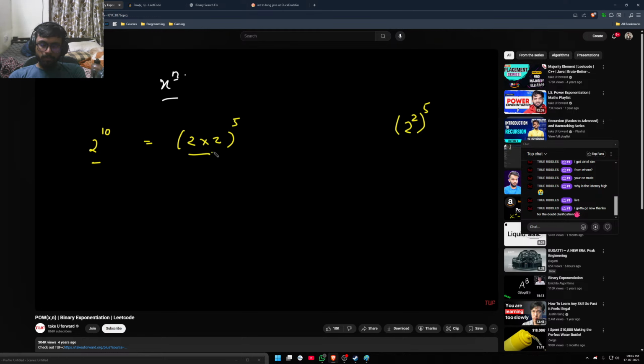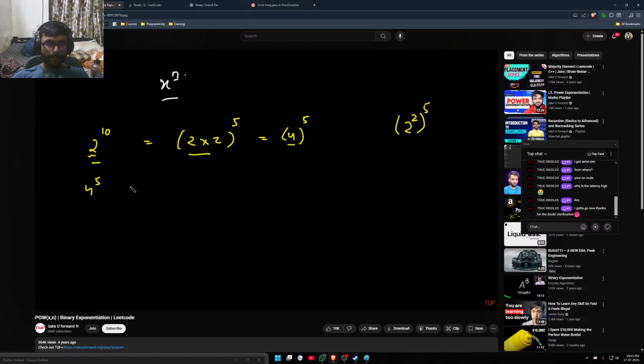Now at the next step, we can write it as 4 to the power 5. So basically we see something. Initially our x was 2, so our x got multiplied with itself, and our power got divided by 2, that is it became 5. Now at the next step, you're going to find 4 to the power 5.